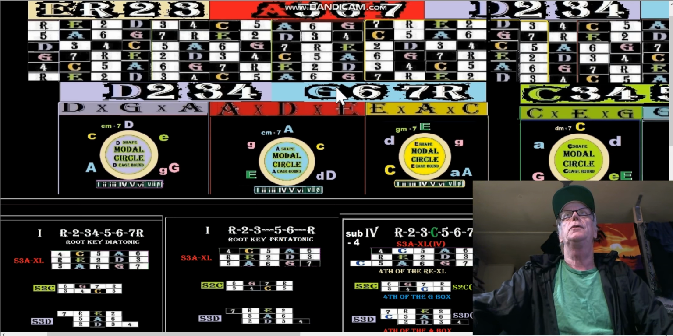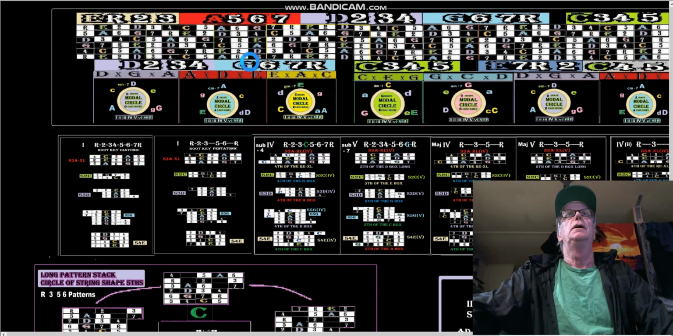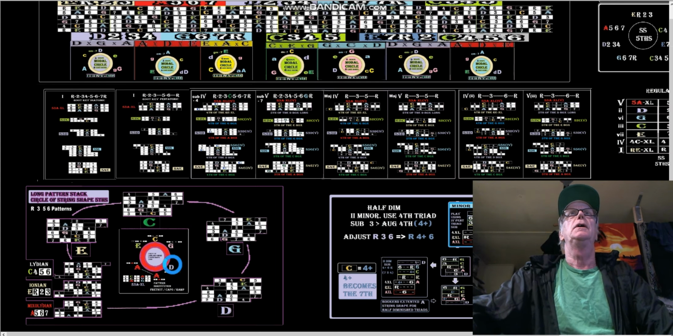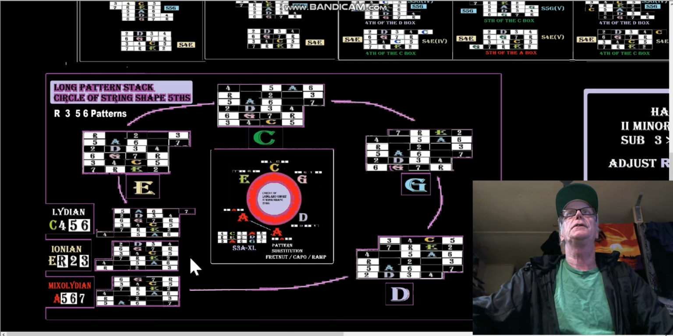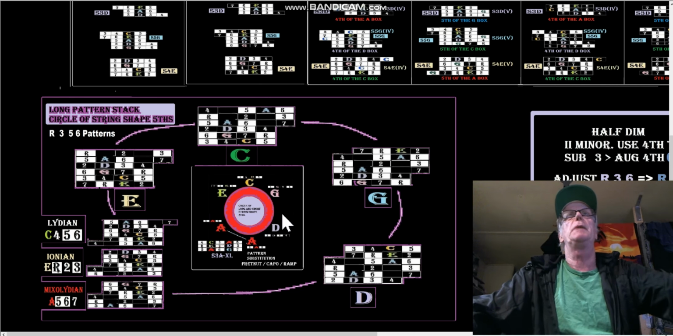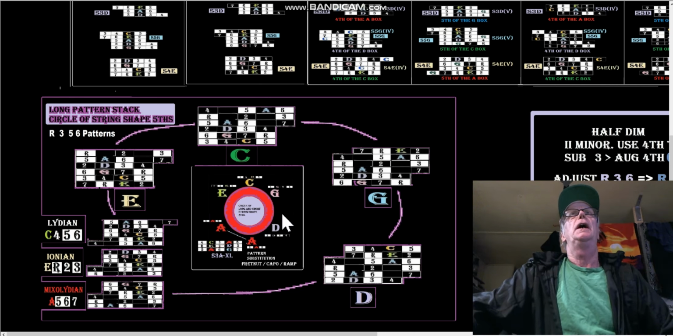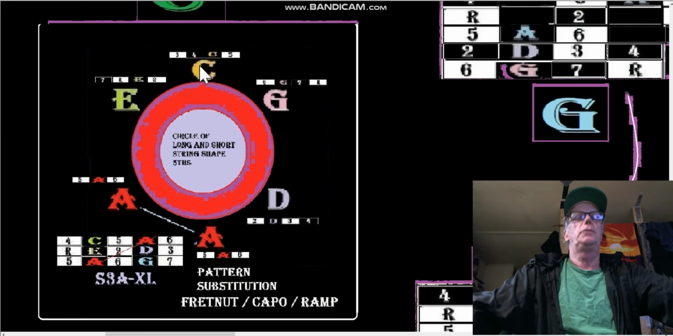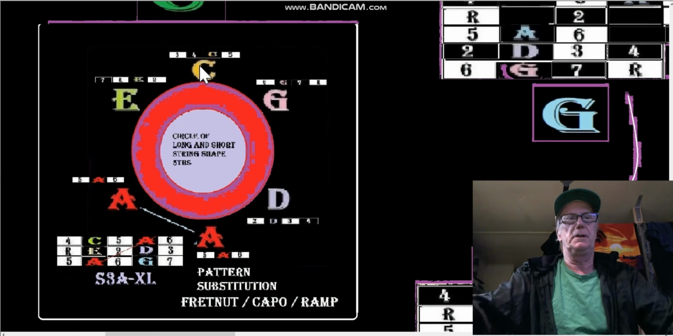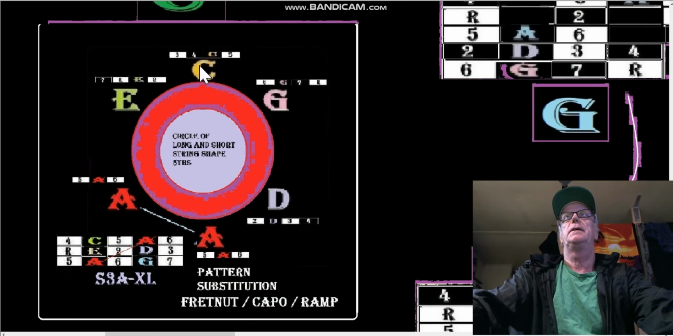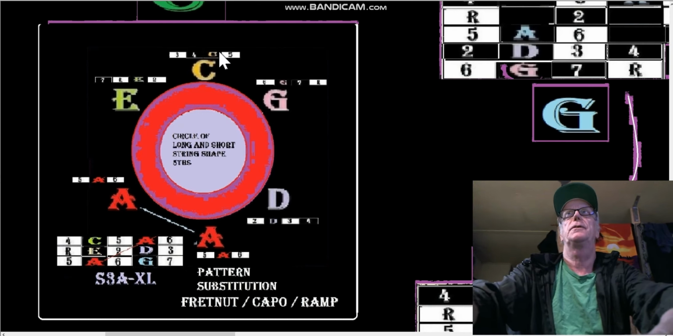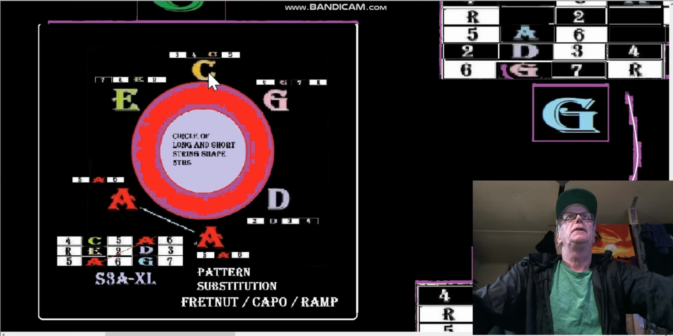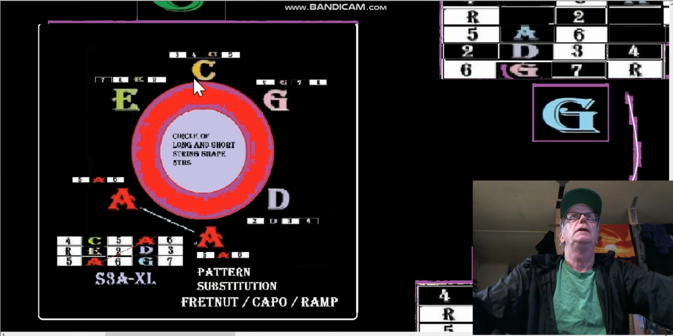Okay, so let's look at what we're talking about today. It might not be a bad idea just to look at this diagram here, which is from about 316. As you know, we have that modal CAGED framework I was talking about, and let me just adjust this. We've got C, G, D. Actually, we start on the E shape, to C, to G, to D as we go up the strings.